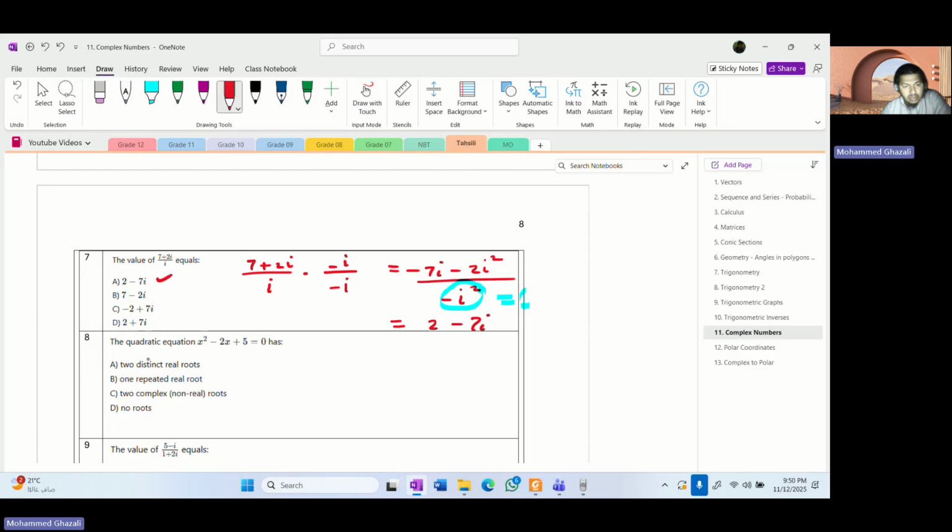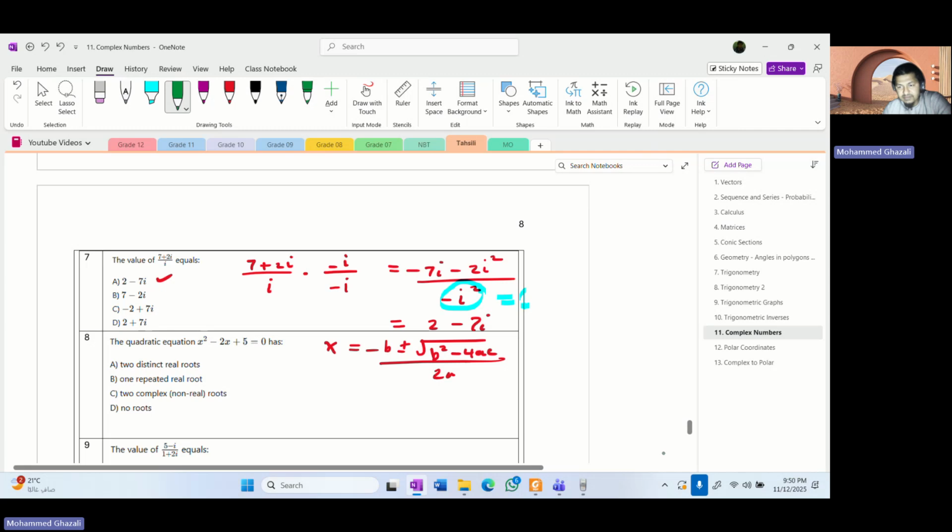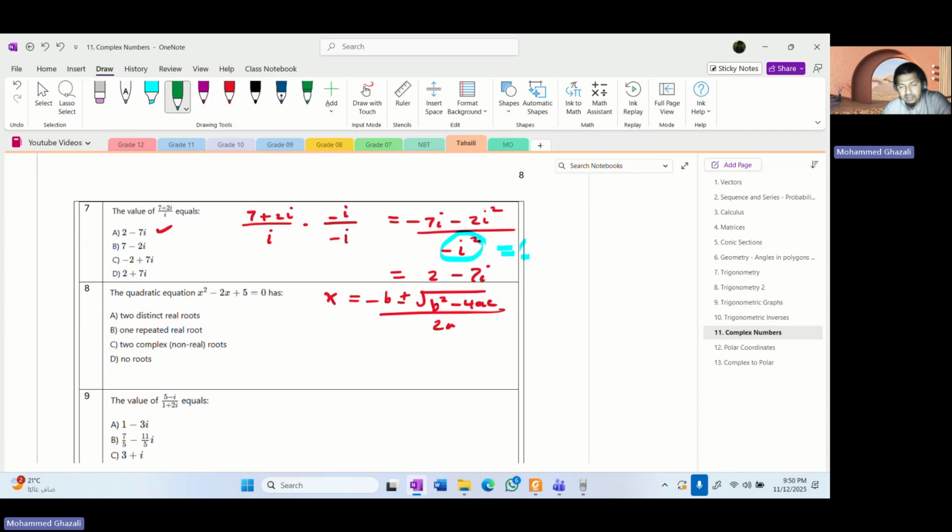So that one. What does the quadratic equation have? What determines the nature of the roots is minus b plus or minus the square root of b squared minus 4ac, divided by 2a. That's the quadratic formula. Let's look at this b squared minus 4ac. That's called the discriminant.